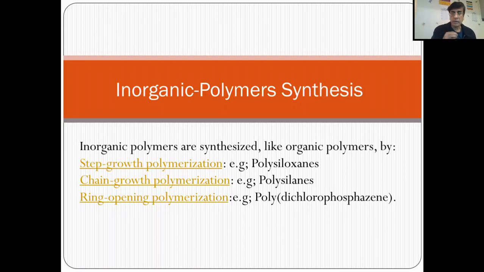I'm only emphasizing how these polymers are produced and synthesized, why some give you linear polymers and some give you cross-linked polymers, what the modifications are, why they are important, and where you're going to use them. So, the important polymers which we're going to study are these three: polysiloxane, a heteroatom, partially inorganic polymer; polysilane, which has only silicon in the backbone; and polydichlorophosphazene, where phosphazene means phosphorus and nitrogen in the backbone. So these are the three.